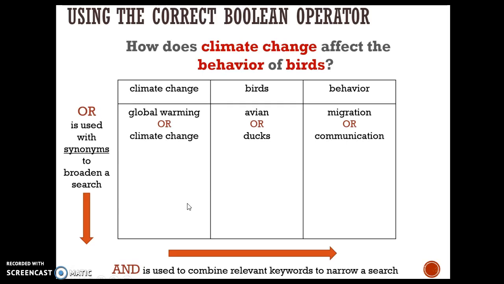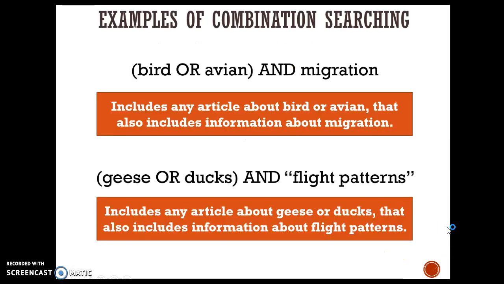And in contrast, AND is going to be used to combine keywords from each major concept, and that will narrow your search. So AND can be climate change and birds, birds and behavior, or climate change and birds and behavior. And so that will be a very narrow section where all of your articles include climate change, birds, and behavior. And we're going to look at a few more examples here.